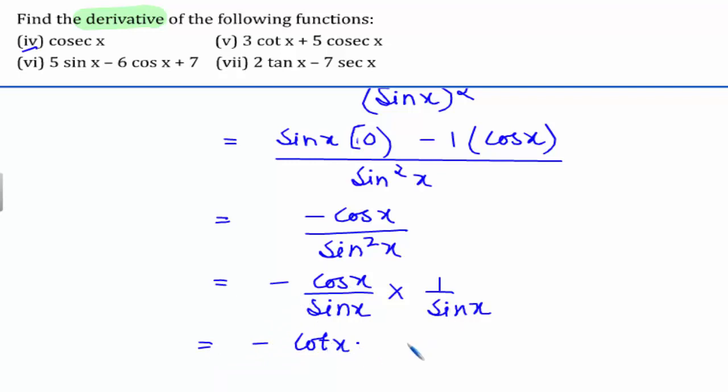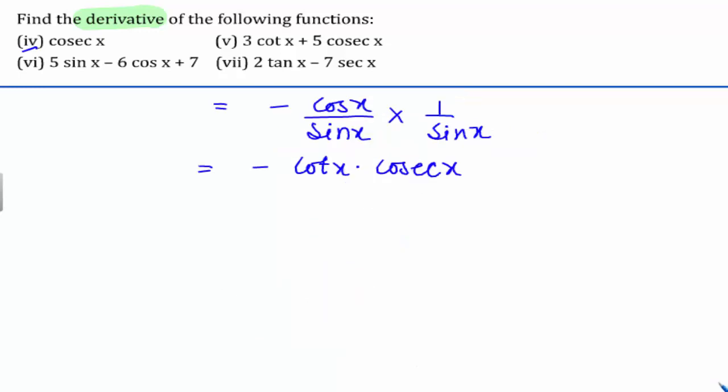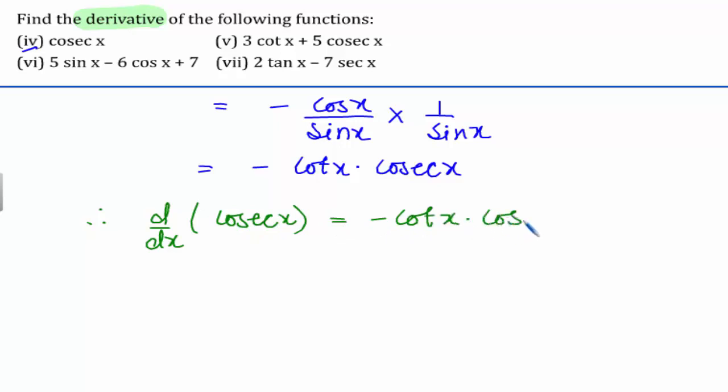Let us now find the derivative of the fifth part, defining the given function by h x. So h x is equal to 3 cot x plus 5 cosec x. We have to find h dash x, that is derivative of the given function with respect to x.